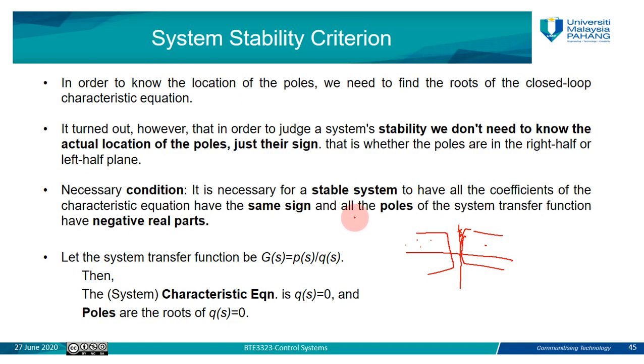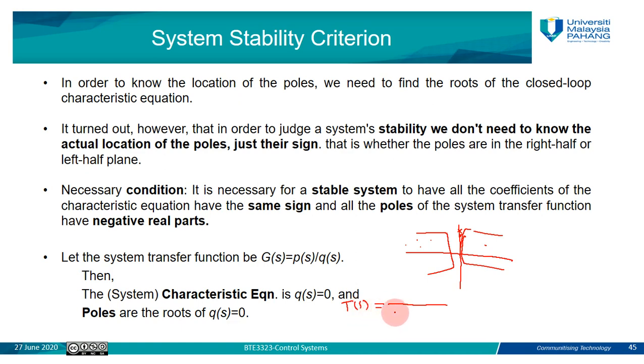Which poles are we going to talk about? We said we are going to talk about the poles of the closed loop transfer function. And when we say closed loop transfer function, that means we need to define the denominator of the transfer function. So this is T(s), not G(s). T(s) means closed loop, it is used to define the closed loop transfer function. G(s) is used to define the open loop transfer function.